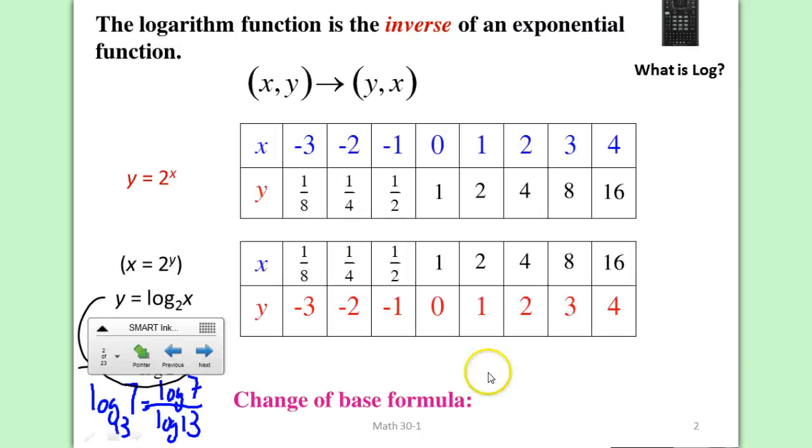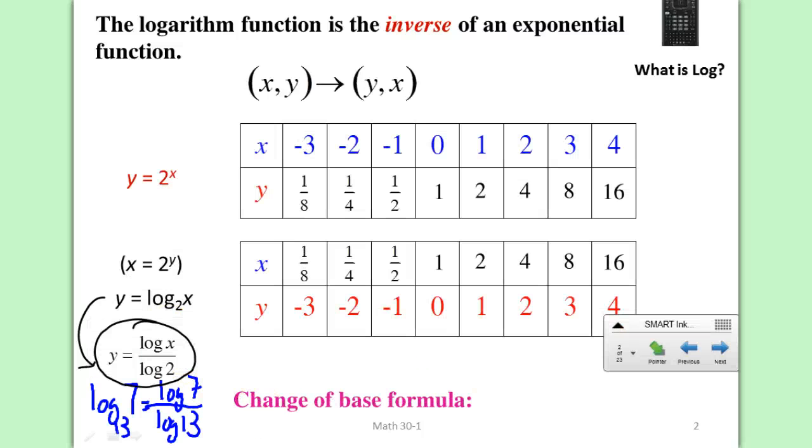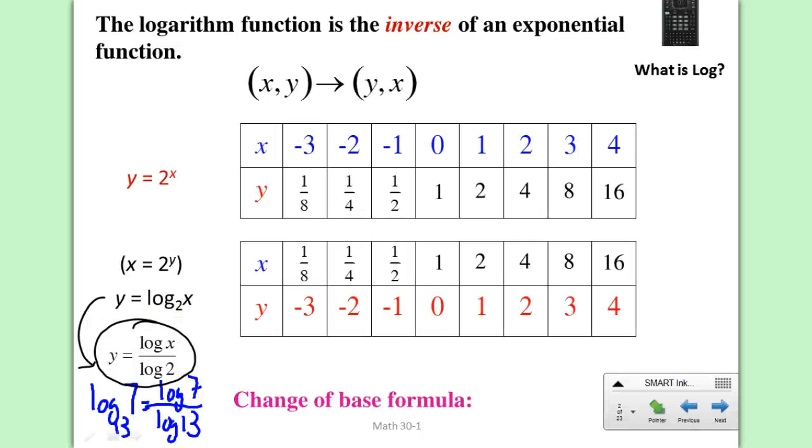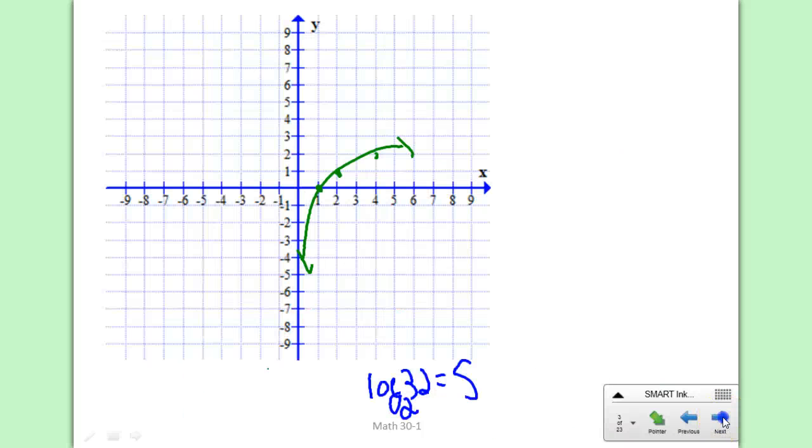We now understand where the table of values comes from, that the logarithm function is the inverse of an exponential, so we can just interchange exponential values and we get the log value, right? And we can graph it with our calculator by using this change of base idea. So if you want to type in log, you type in log x divided by log 2, great. But I don't know if we really understand yet what's going on.